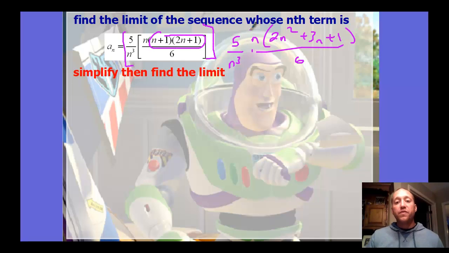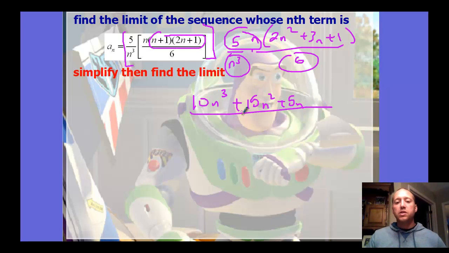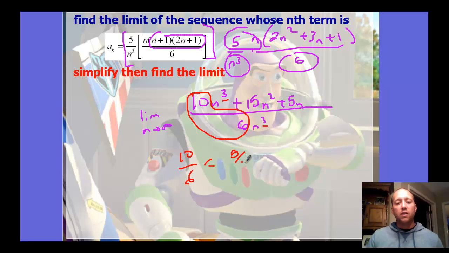So let's distribute 5n through the parentheses. If you do that, you get 10n cubed plus 15n squared plus 5n. So that's distributing 5n through the parentheses. All over n cubed times 6, which is 6n cubed. So now we can find the limit as n goes to infinity to see what the sequence would be for the nth term. And for that, because we have n cubed and n cubed, we can use these coefficients. So we get 10 over 6, which is 5/3.